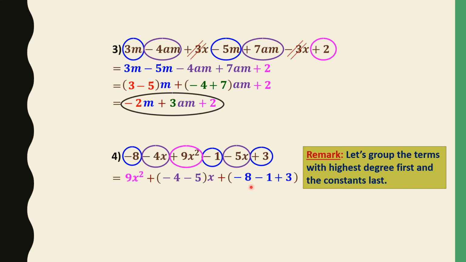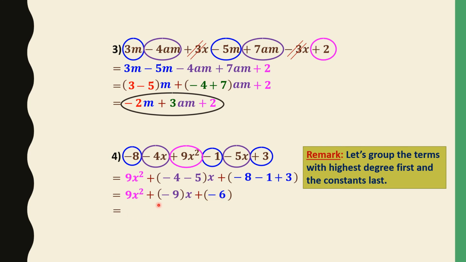Now let's calculate the coefficients. We copy 9x squared, we copy the plus, negative 4, negative 5, it's negative 9. Since it's a negative number, we put it between parentheses, and we copy the x, we copy the plus, negative 8, negative 1, it's negative 9, negative 9 plus 3, it's negative 6. So we write negative 6 between parentheses because it's a negative number.